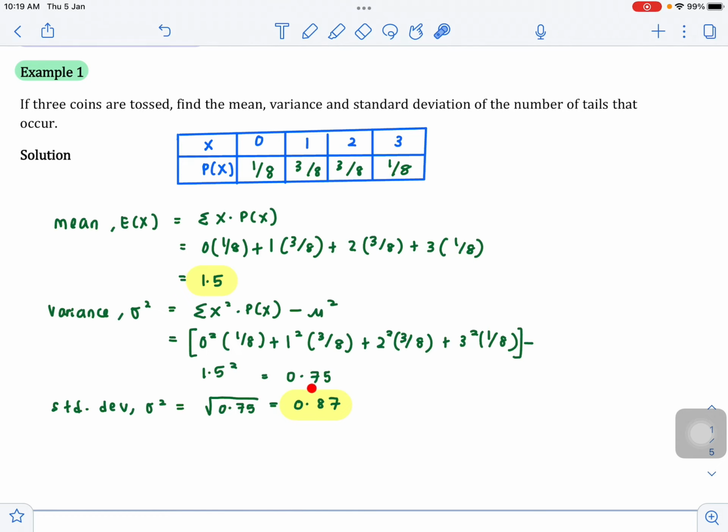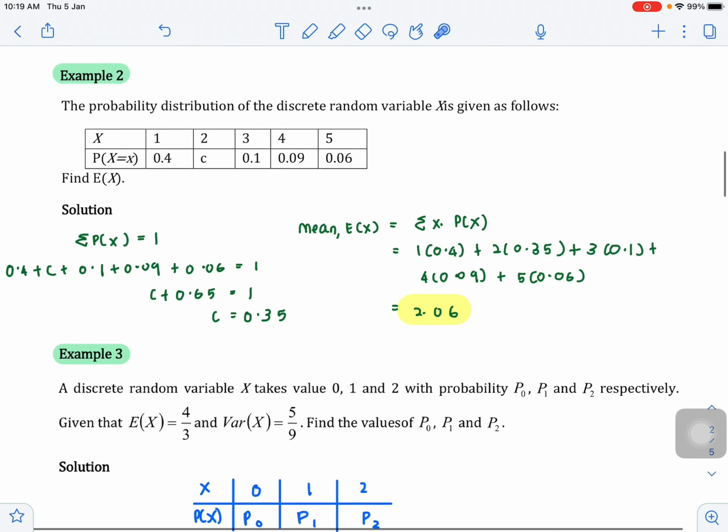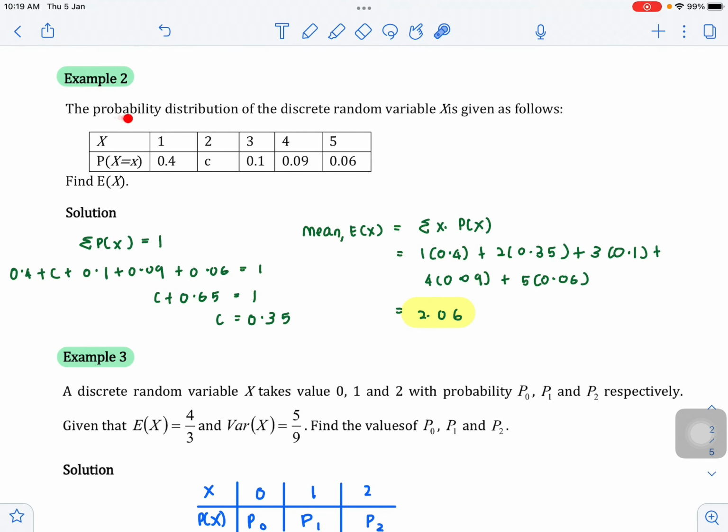Okay. Next is example number 2. The probability distribution of the discrete random variable x is given as follows. So this is the incomplete table given in terms of C. Find E(X). This is a similar pattern as yesterday's example, which is you are finding the C value first. How to find C? Using the properties of probability, which is total p(x) must be equivalent to 1. So just total all these values equated to 1, then your C will be 0.35.